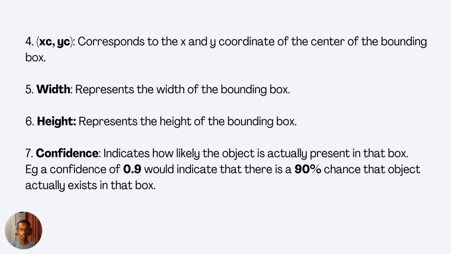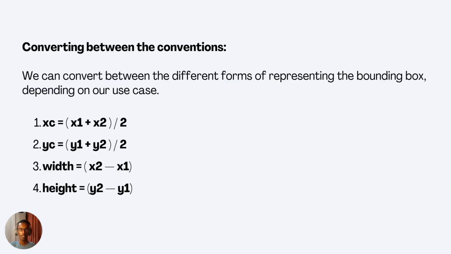So these are all the parameters we need: the class, the confidence, and the position coordinates. For the coordinates, we have seen two conventions. One is we can use the top left and bottom right corners. And the second one is we can use the center point and the width and height. If we want to convert between the two conventions, for example, if someone gives us the top left and bottom right corner points and we want to convert them into the center points and width and height, we can definitely do so by using these formulas.